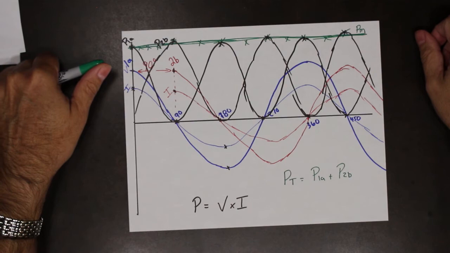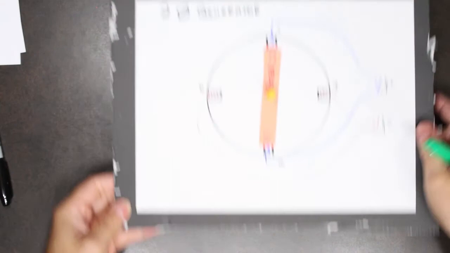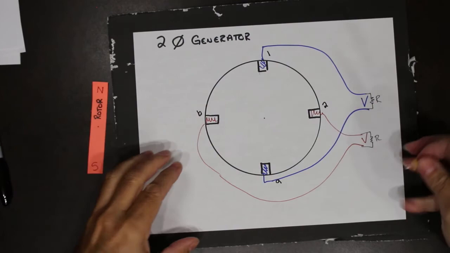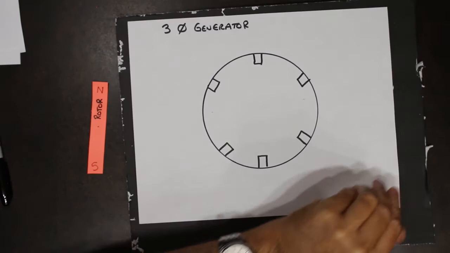So we're not going to stop there. We think we can do better. So what we're going to do is get rid of the two-phase generator, and we are going to bring in a three-phase generator.